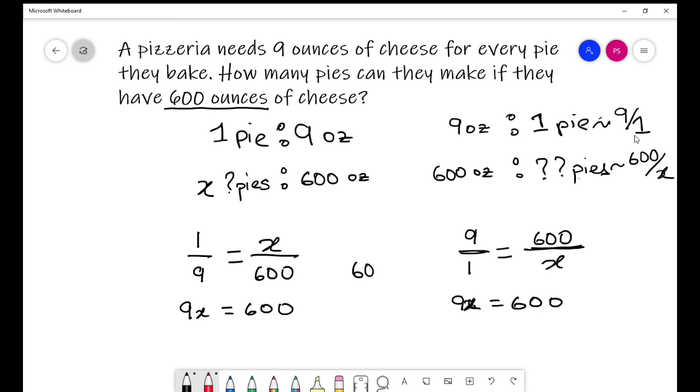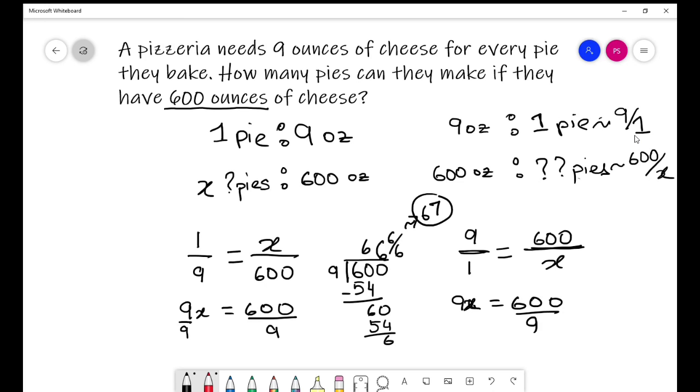So the only thing that's left to do is divide both sides by 9 and determine how many pies can be baked. So we're going to divide 600 by 9. 9 doesn't fit into 6. 9 does fit into 60. 9 fits 6 times into 60, 54. We subtract, we get 6, we get 0. 54, we get another 0. Basically, 66 and 6 over 9. Or, if you were to round this off, this comes out to 67 if we round it up to the nearest whole number. If you round it down, it would be 66.